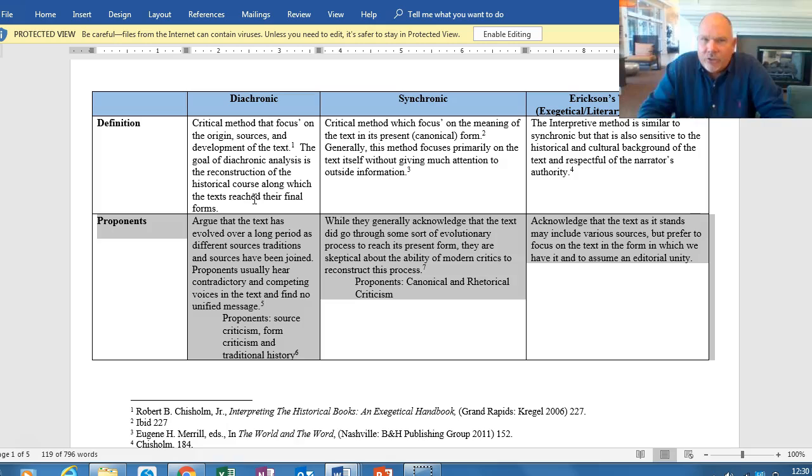And so Erickson has tried to meld the two and has actually come up with what is the dominant evangelical academic method, which is the interpretive method is similar to synchronic, but that is also sensitive to the historical and cultural background of the text and respectful of the narrator's authority.